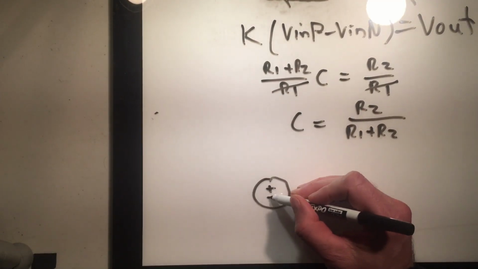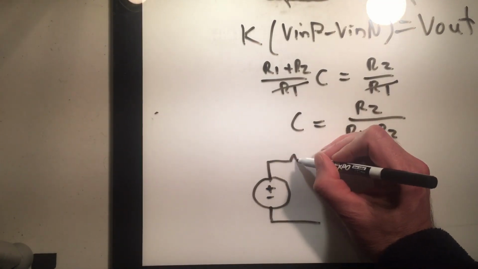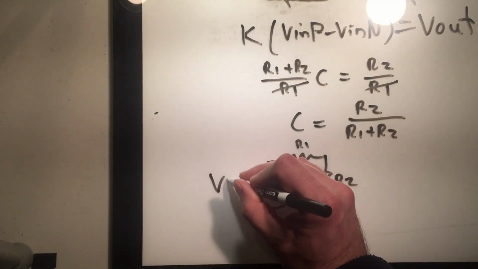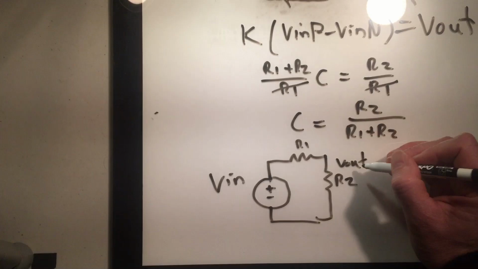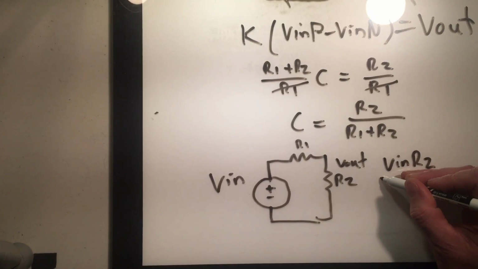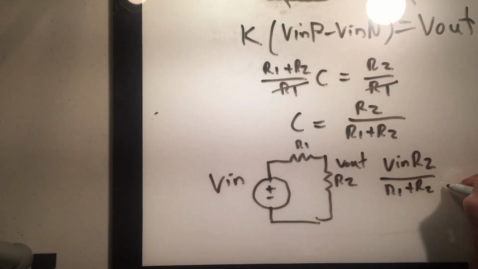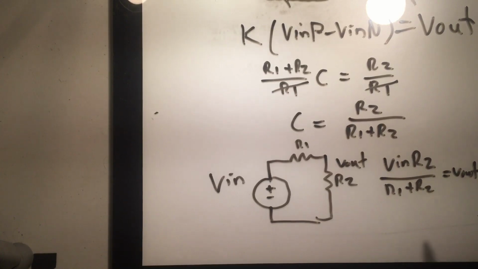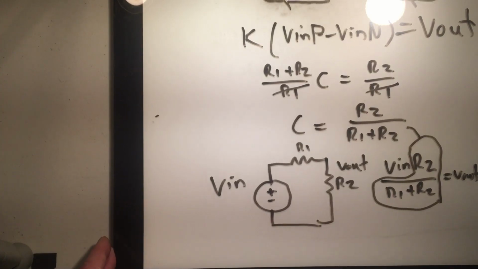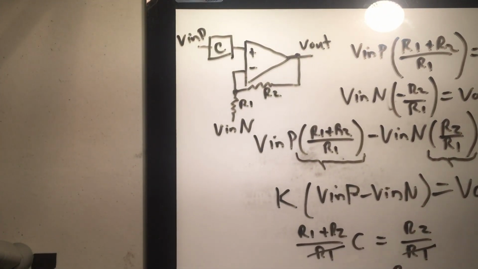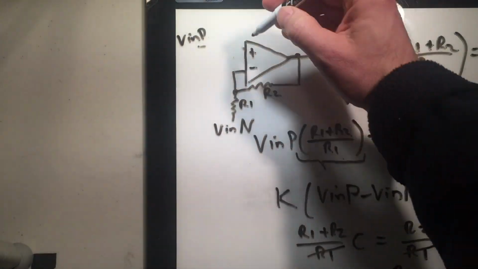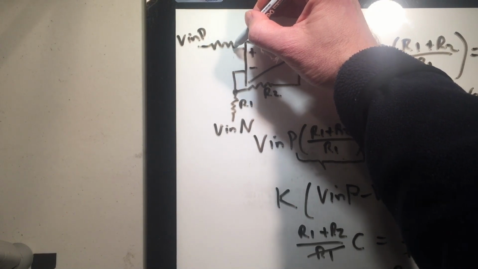You've probably seen this a bunch of times where you have a source, you have an R1 and an R2, you have a V in, V out, and then the voltage divider equation is just V in times R2 divided by R1 plus R2 equals V out. So there it is right there. That's the same as this equation. So we could take our voltage divider and put it in for C. Literally just take that out, draw on the voltage divider network.